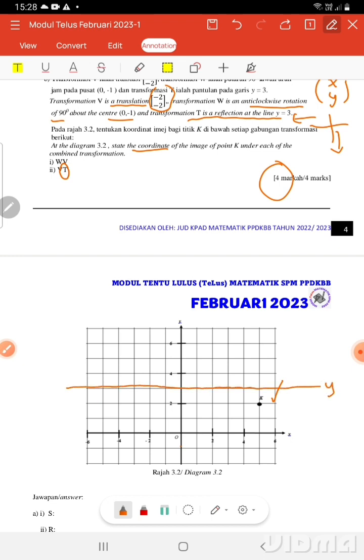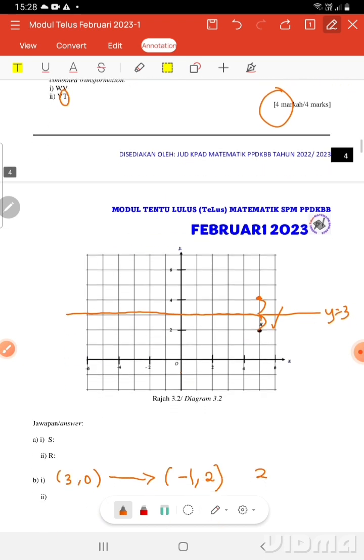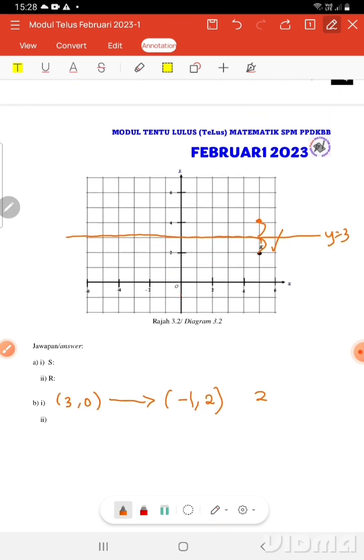Okay, so y equal to 3 here. So this is your object. So again apply the same distance. So only 1. So this is your image. And read the coordinate and write your coordinates. So 5, 4.